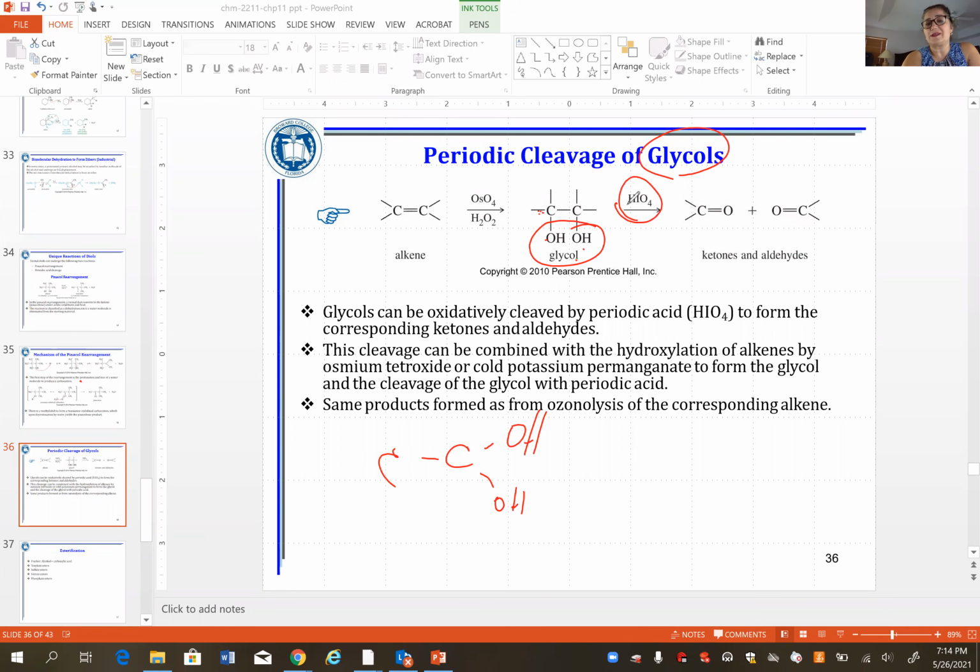If you use a strong oxidizing agent or periodic acid, in this case, it can do oxidative cleavage and it will change to a C=O double bond. So basically it's going to yield either an aldehyde or a ketone, depending on what you have here. If you have a hydrogen, then it would change to an aldehyde. If you have a carbon and a carbon, then it would change to a ketone. So when you are using periodic acid on the diol, you expect either an aldehyde or a ketone, depending on the structure you have for your diol.